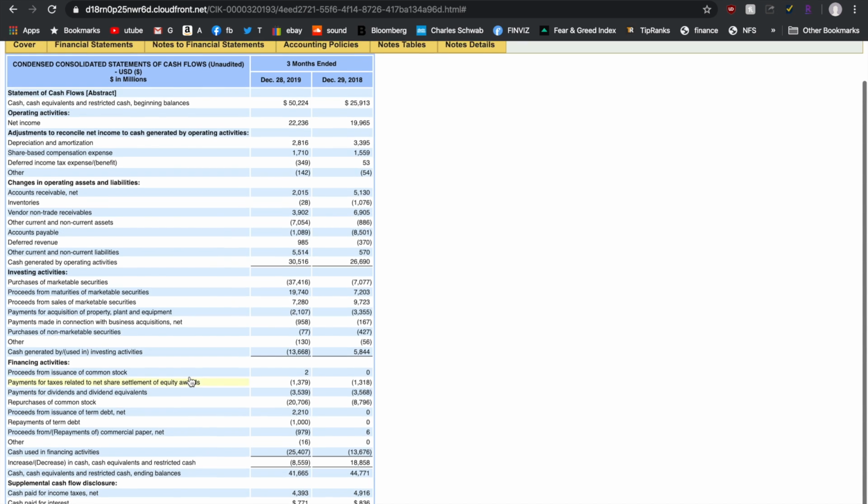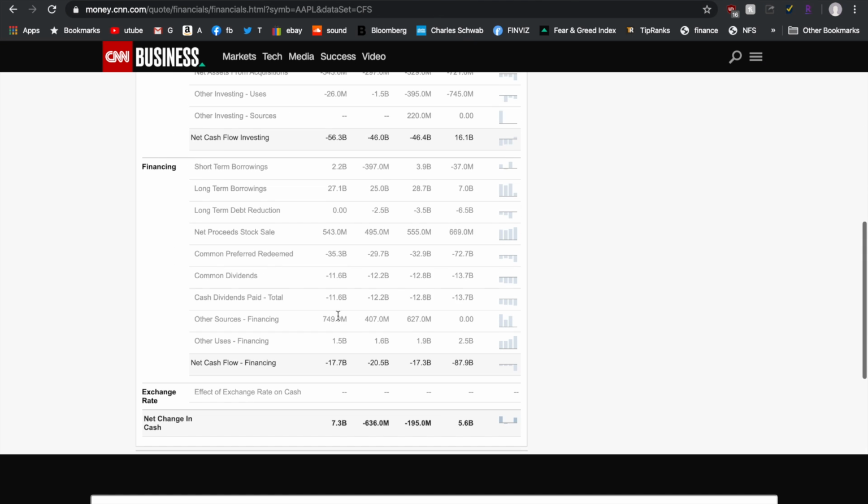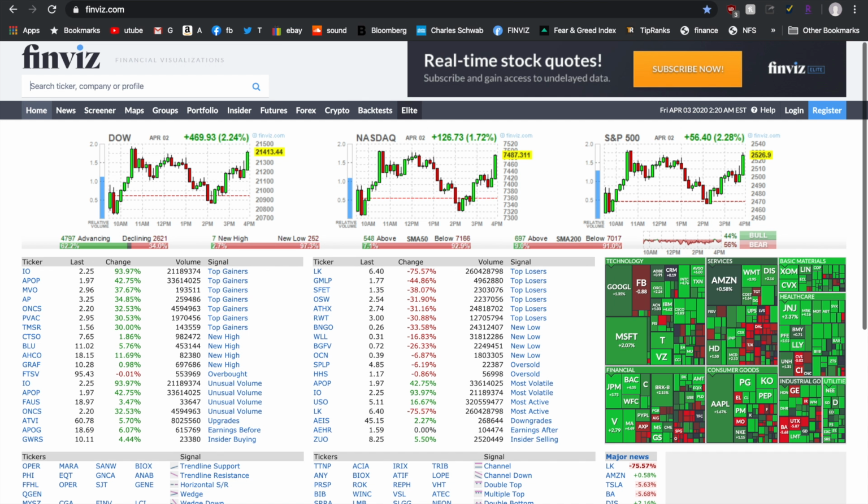Okay, and then for the financing activities, we'll just hop on over back here. These are again the borrowings, short-term and long-term. Short-term's anything under a year, long-term's anything longer than 1 year. And one thing to note too is that Apple is a company that pays dividends. So let's look up the dividend yields.